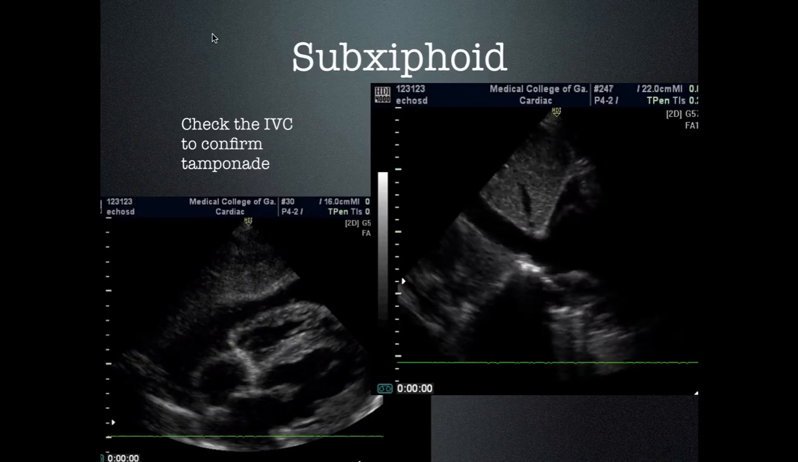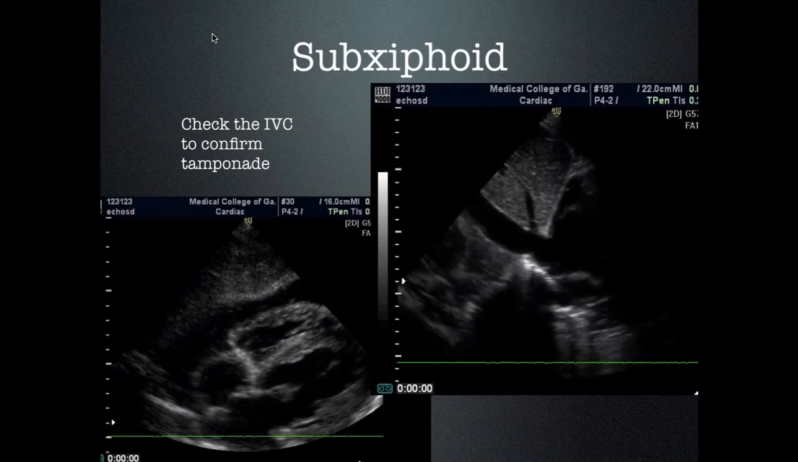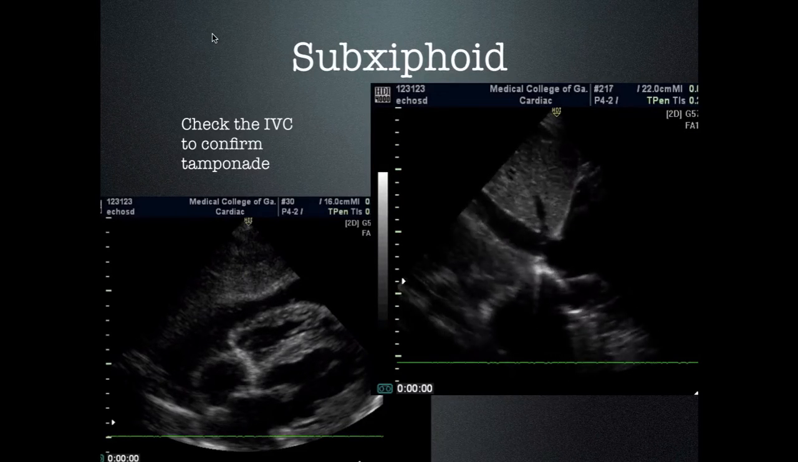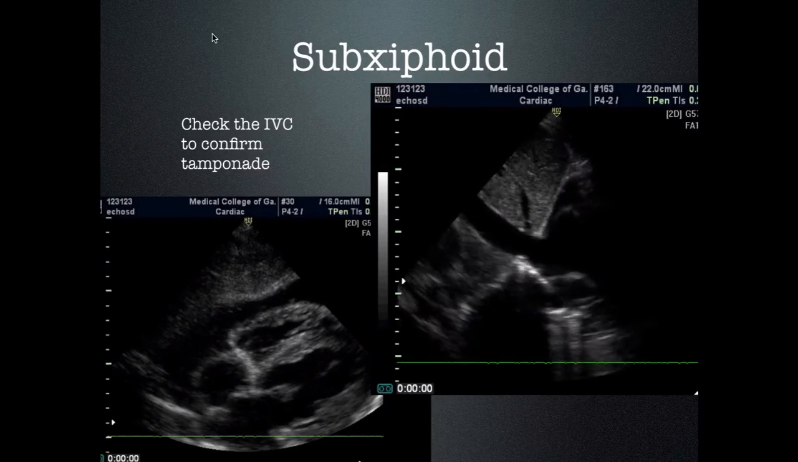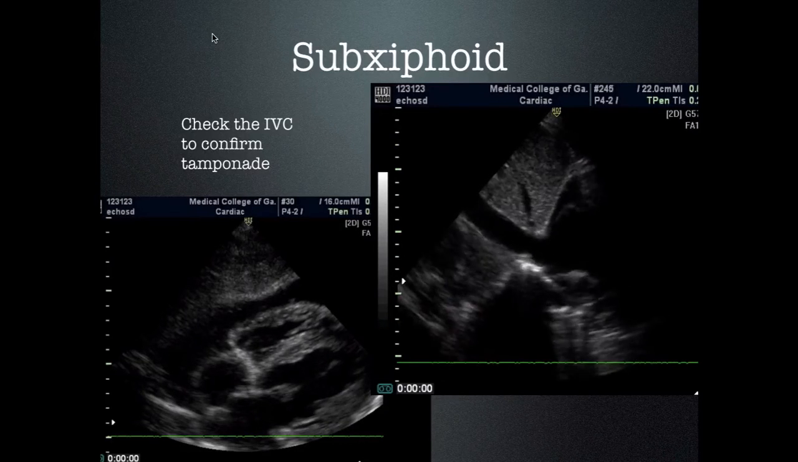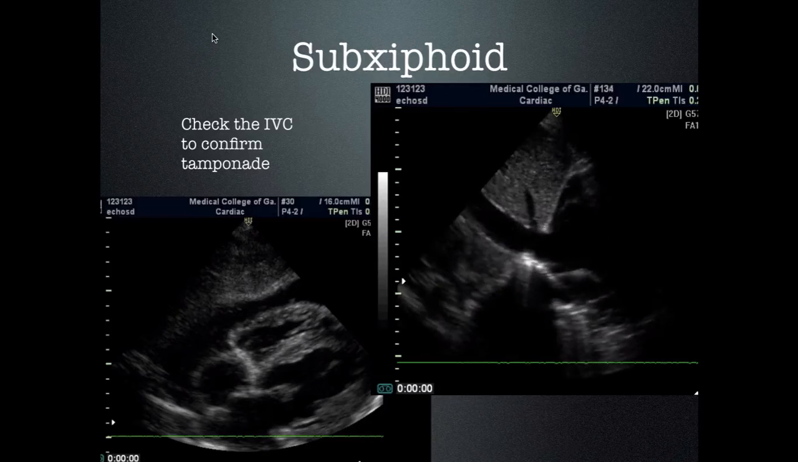Therefore, we can tell a clinically significant pericardial tamponade by looking at the IVC. In a patient that is hypotensive and has a pericardial effusion, as well as a dilated IVC or elevated central venous pressure, this is the definition of a pericardial tamponade.